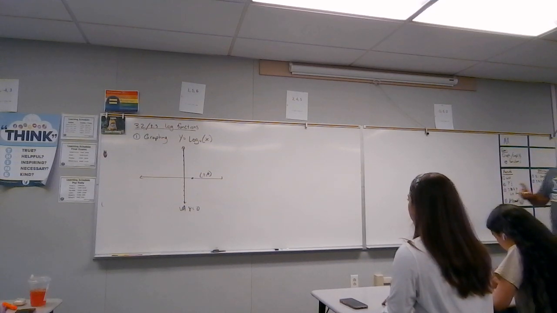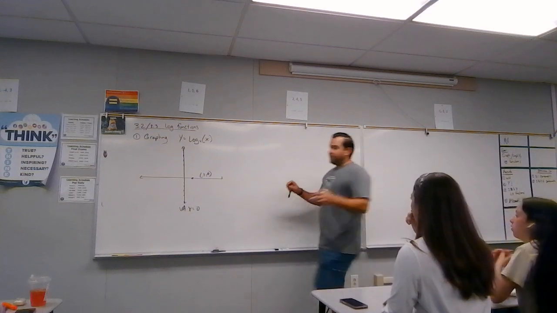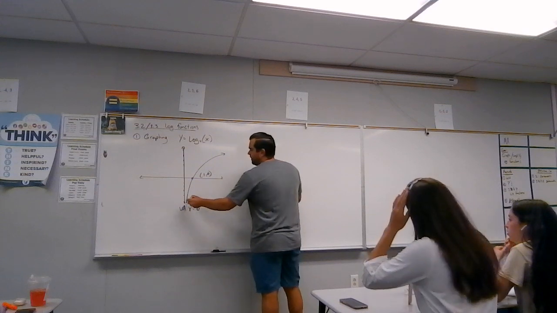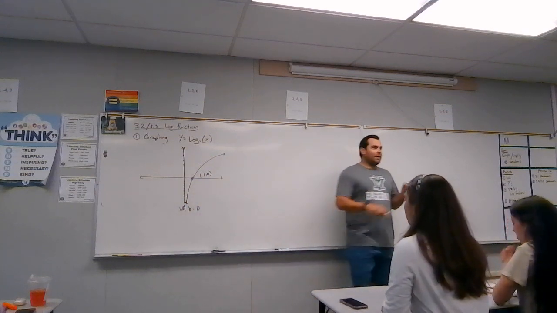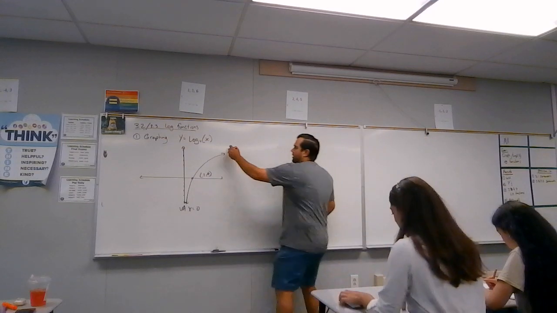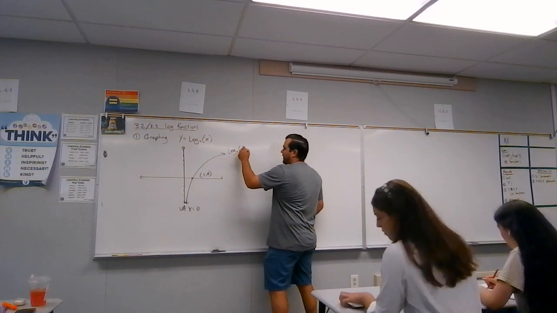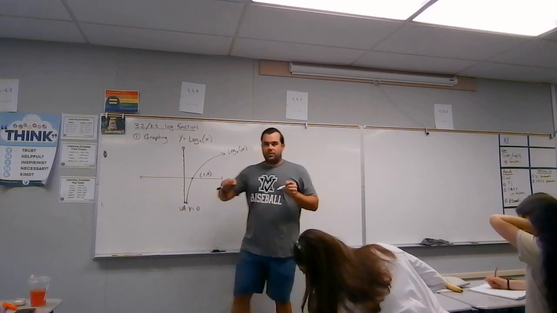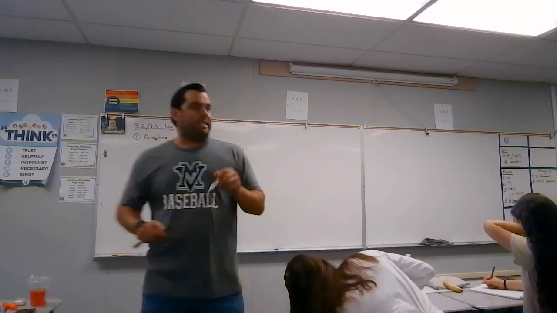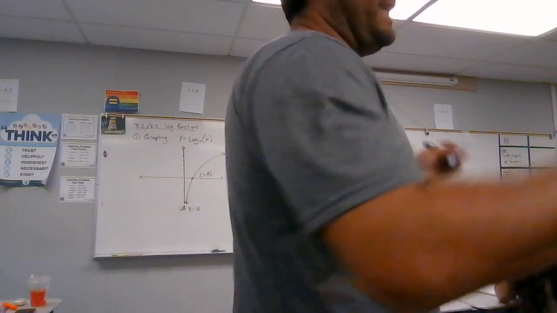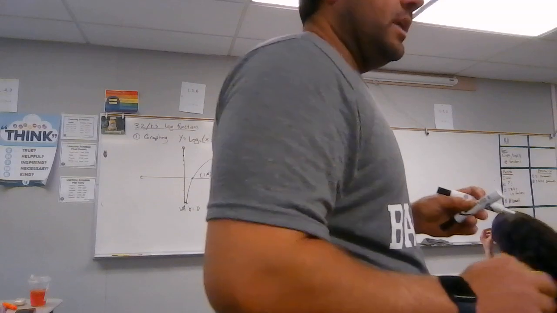So at this point, the basic function is going to look just like this. Now, we'll tackle how to do this in just a minute, but let's say this was log base 4 of x. What happens to the graph if the base increases? Like instead of 4, it's 6, or 8, or 10, or 20, or whatever. Does anybody know?